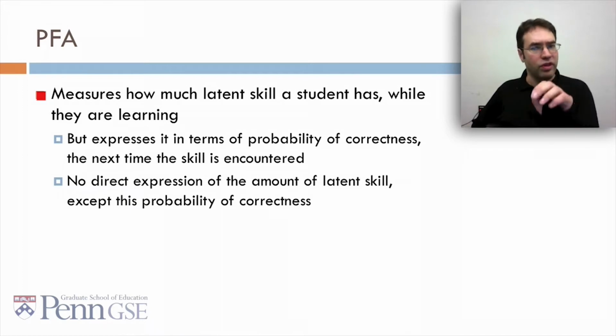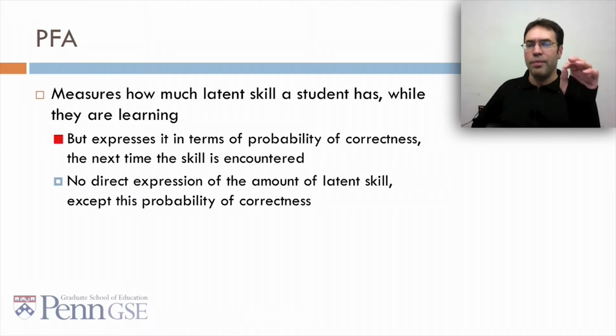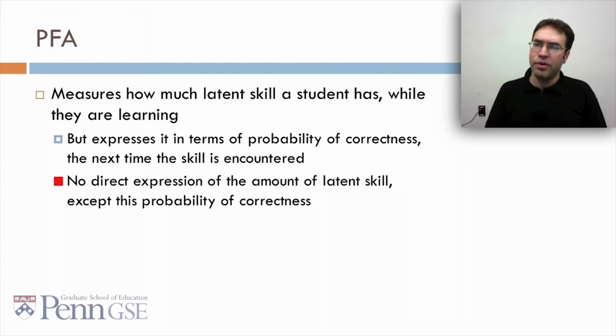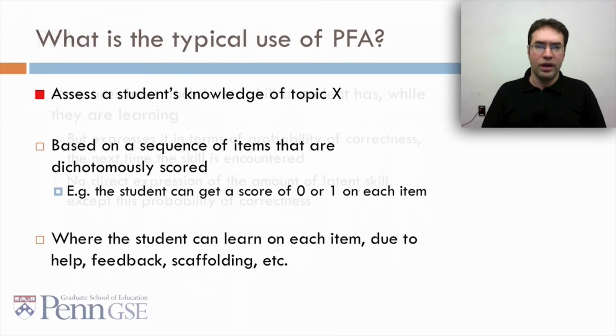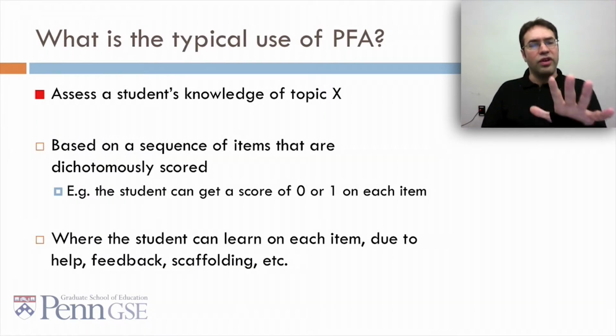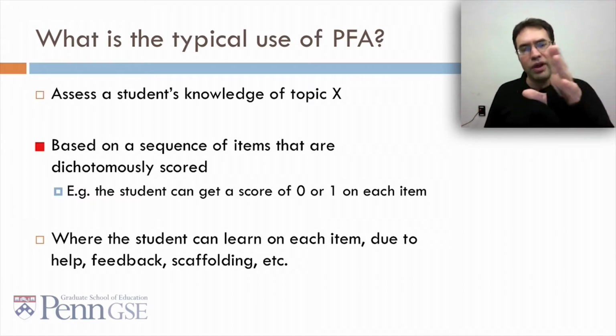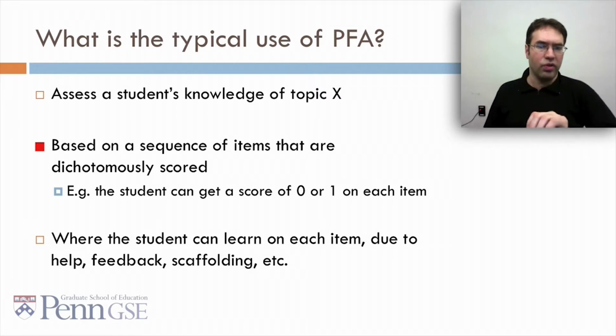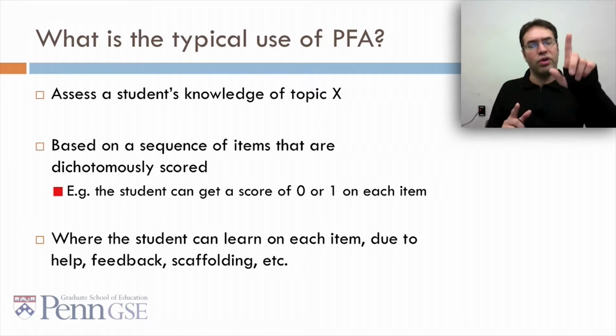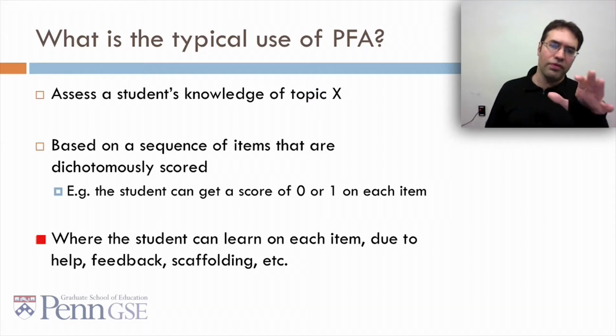PFA measures how much latent skill a student has while they're learning, but expresses it solely in terms of probability of correctness the next time the skill is encountered. There's no direct expression of the amount of latent skill in PFA, except this probability of correctness. In PFA, you assess a student's knowledge of topic or skill X, knowledge component X, based on a sequence of items that are dichotomously scored. Or in other words, the student can get a score of 0 or 1 on each item. And the student can learn on each item due to help, feedback, or scaffolding.